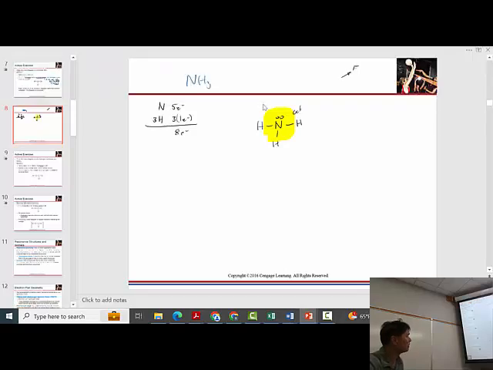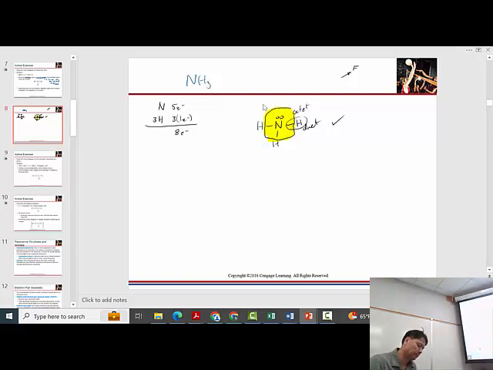And each hydrogen has a duet. And so nitrogen has an octet, and hydrogen has a duet. And then we're good. It's a good structure. So nitrogen is more electronegative than hydrogen. Yes, right. And so this is going to make what's called a polar covalent bond.